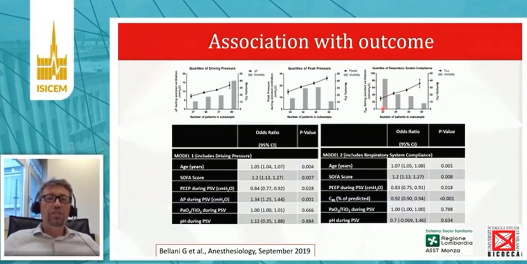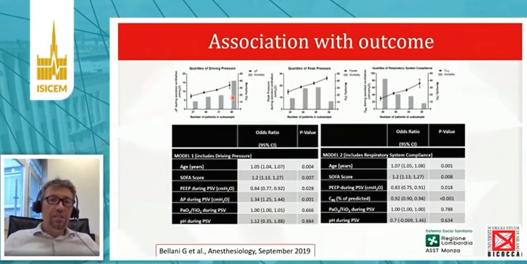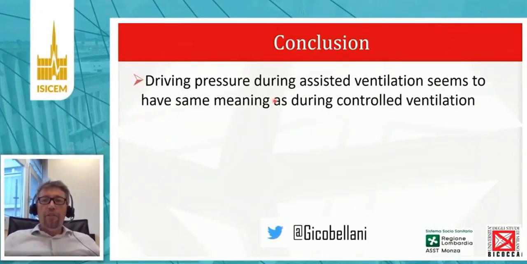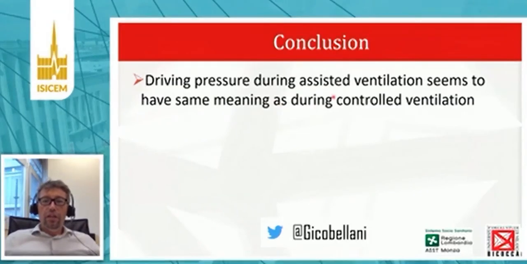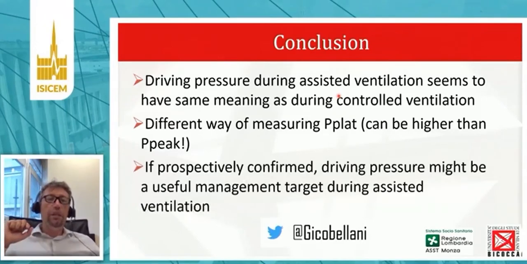So we are not able to tease out whether driving pressure is a marker of more severe lung disease, or is a mediator of lung injury. Probably both, but still, this association shows that it is an important parameter to monitor. So, in conclusion, driving pressure during assisted ventilation, to me, has exactly the same meaning as during controlled ventilation. What changes is just the way we measure it. We have to obtain patient relaxation and accept that sometimes plateau pressure can be higher than peak inspiratory pressure.